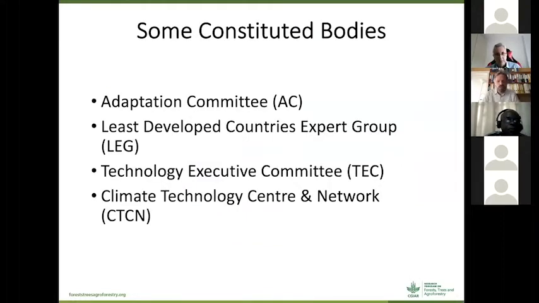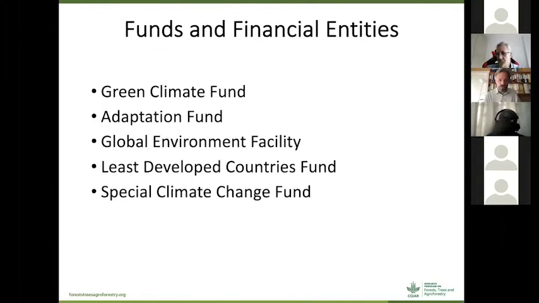There are also a range of other bodies with other specialized functions that are also interesting for us, as pathways for the rubber community to engage: the adaptation committee, the least developed countries expert group, the technology executive committee, and the climate technology center and network. And this is important as technology transfer is now an increasingly important topic in the implementation of climate change solutions.